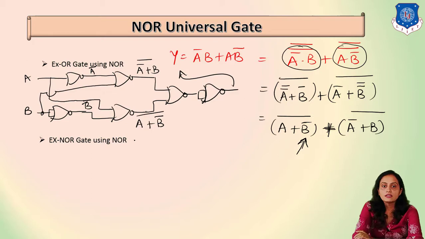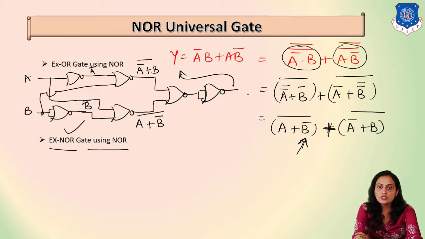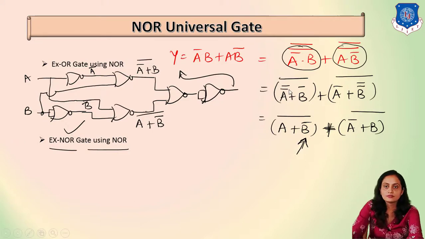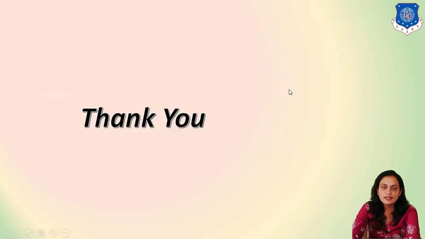And again the XNOR gate using the NOR gate. For that we will draw the same circuitry. I am not repeating this circuit over here, and you can just remove this NOT gate or you can add one more NOT gate. With this I am ending this session over here.